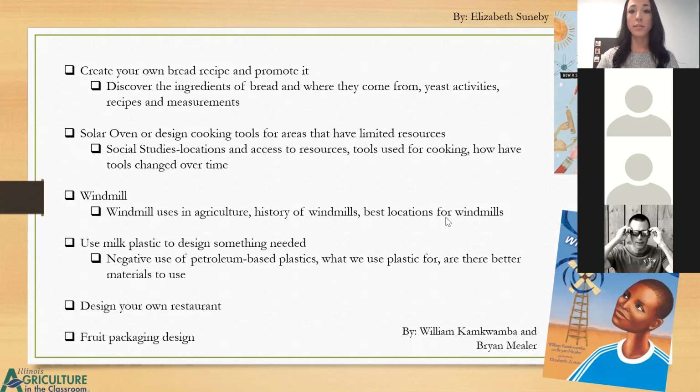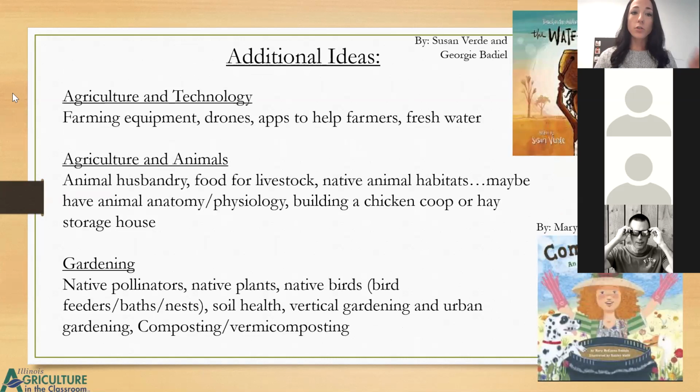Here are just some random ideas. Agriculture and technology, looking at farming equipment, tractors, self-driving tractors, drones that help farmers look at the nitrogen level in their fields, which we have a lot of information on in our soybean ag mag, and different apps on iPhones or phones that help farmers. How do we get fresh water in areas that don't have fresh water? And that's a lot to do with conservation as well. And The Water Princess is a fantastic book that goes along with that.